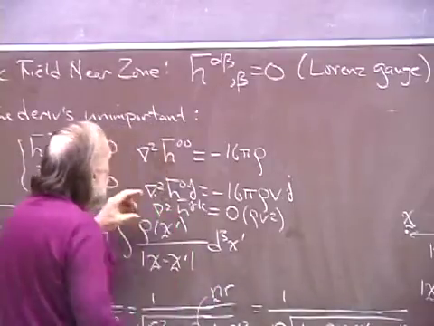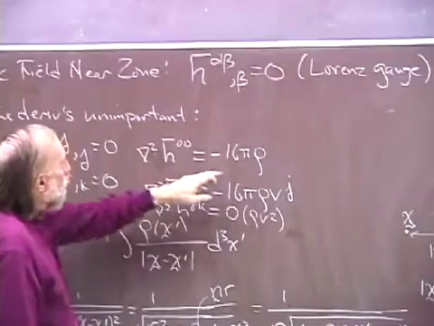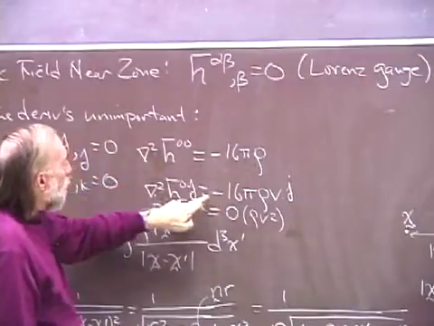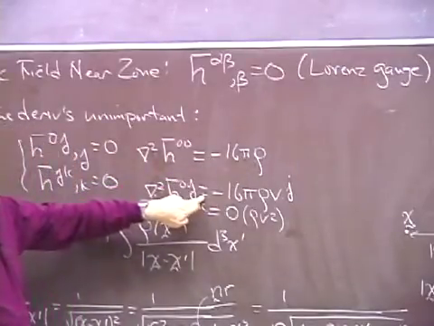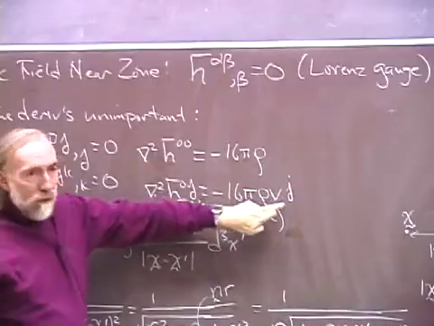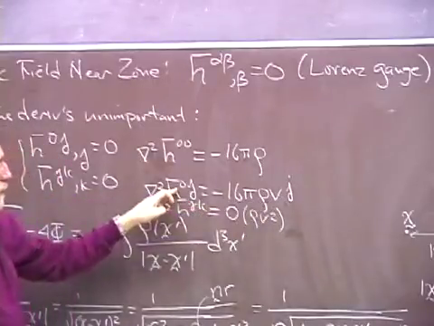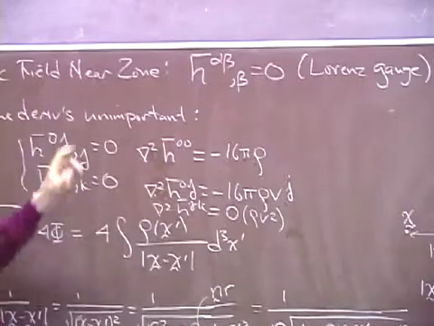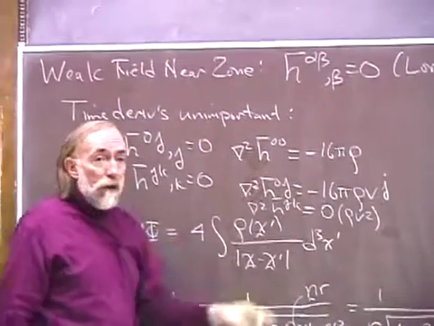The only place that the mass moments will appear is up here. The only place the current moments will appear is down there, because this is the current, the mass current. And so the current moments will appear in h bar 0j in the weak field near zone, the mass moments in h bar 0,0.